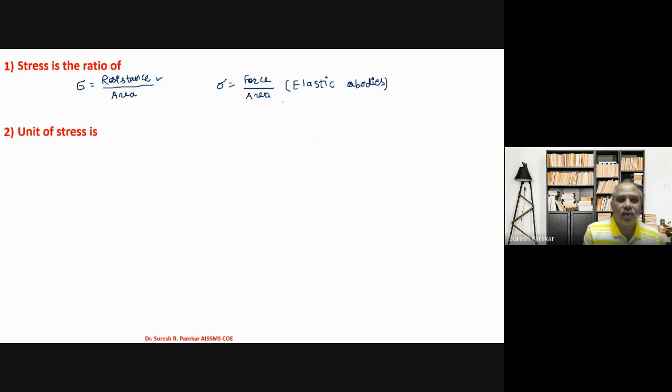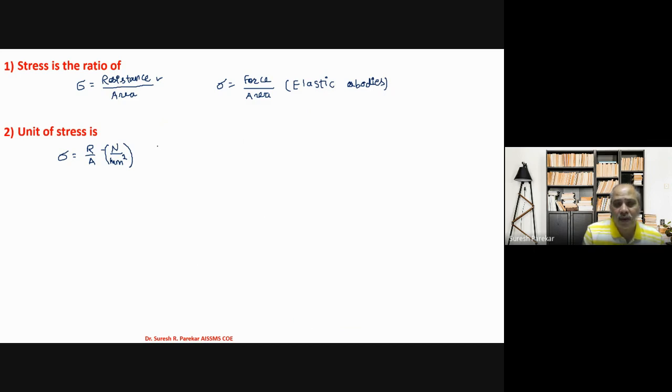Now we know sigma, that is stress, is equal to resistance upon area, that is R by A. R is in Newton, and A is in mm square. Now we have different units for stress. This is Newton per mm square.